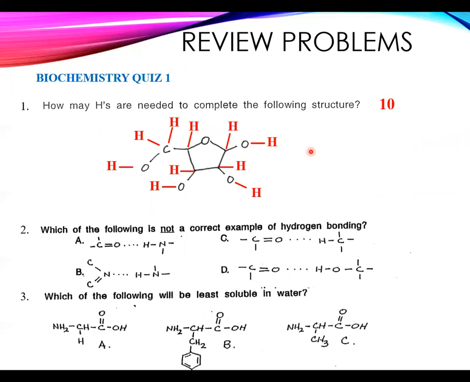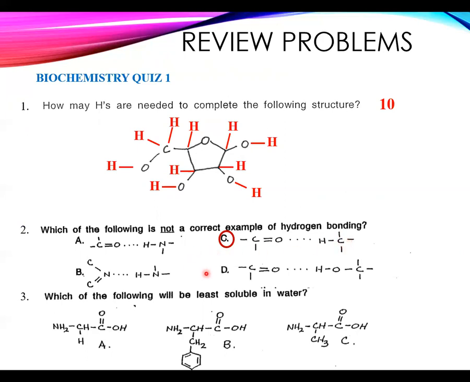Next one, which of the following is not a correct example of hydrogen bonding? You should have picked C there. So if we check this out, here's the hydrogen, and you can see it's between an oxygen and a carbon. A carbon is not electronegative enough to set up or receive a hydrogen bond. You need an O or an N here in this position.